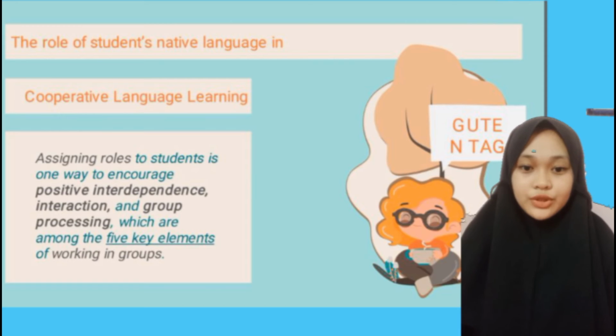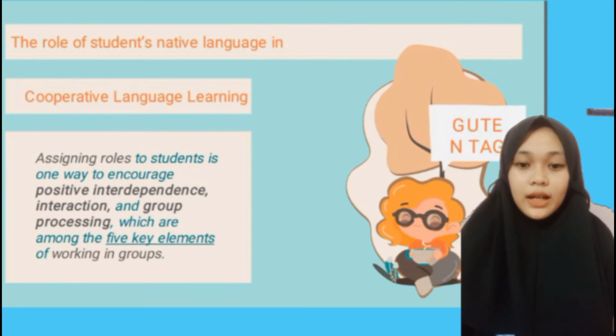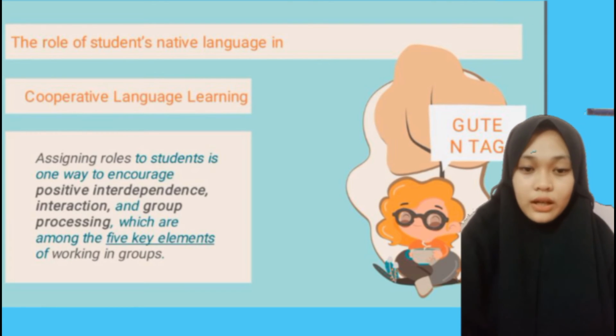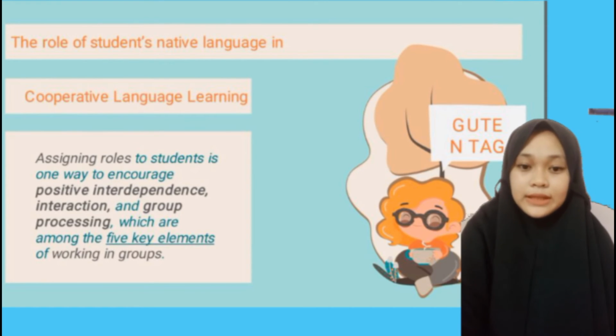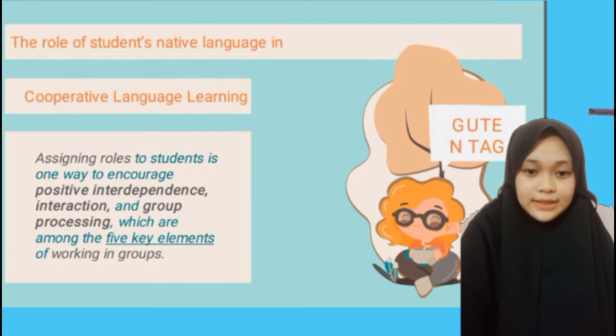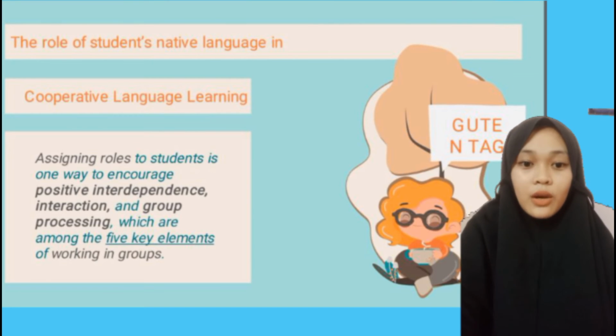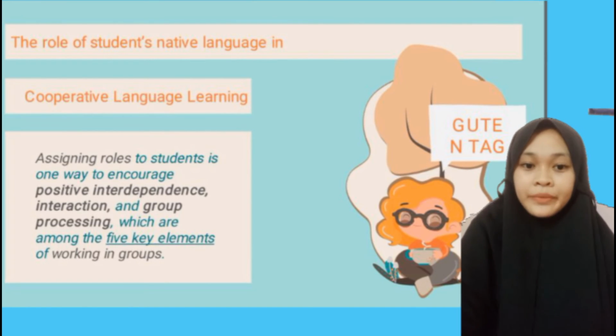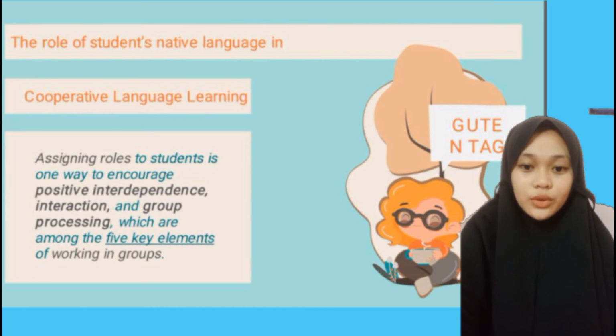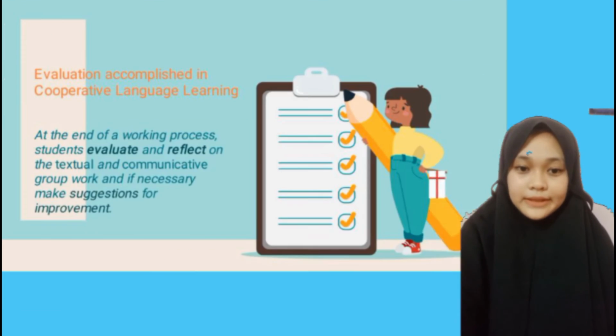Assigning roles to students is one way to encourage positive interdependence, interaction, and group processing, which are among the 5 key elements of working in groups, according to Magel RC 1998. Using cooperative learning in a large introductory statistics class, Journal of Statistics Education. This article discusses one active learning technique, cooperative learning, that can be used in large classes. One thing you will want to do is make sure that the roles are set among the group members.